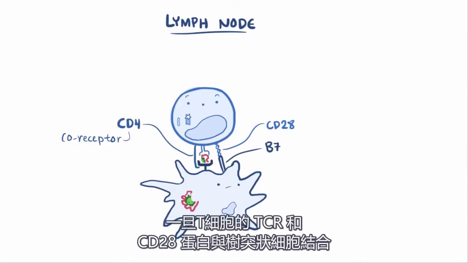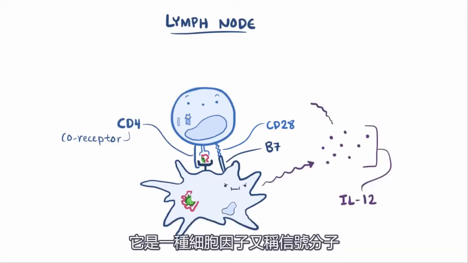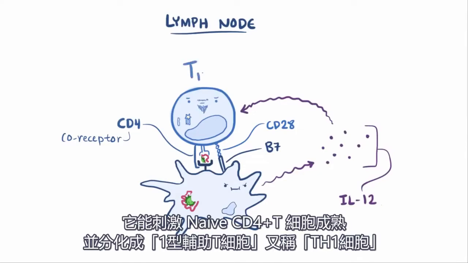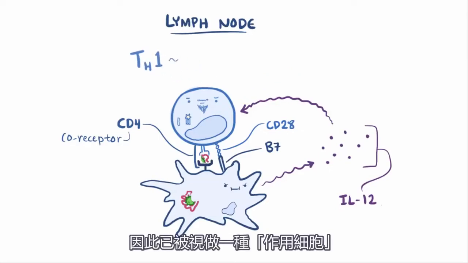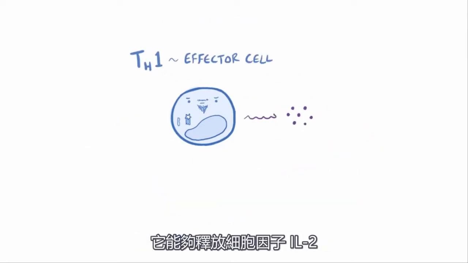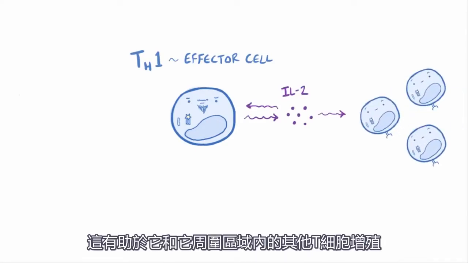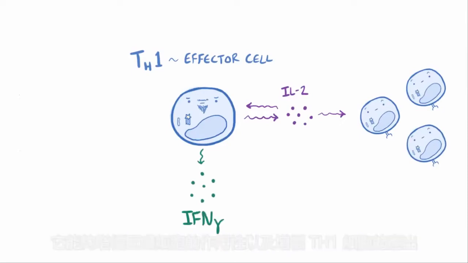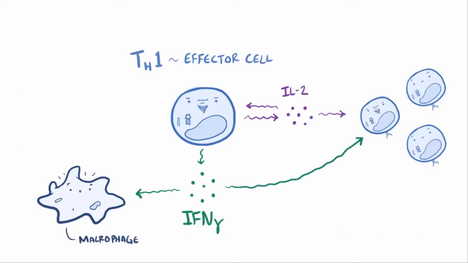Once it binds to the T cell receptor and the CD28 protein, the dendritic cell releases interleukin-12, a cytokine that tells the naive CD4 positive T cell to mature and differentiate into a type 1 helper T cell, or a Th1 cell, a sort of coming-of-age moment. At this point, the CD4 positive T cell is no longer considered naive. Instead, it's an effector cell that's able to release the cytokine interleukin-2, which helps both it and other T cells in the area proliferate, as well as interferon gamma, which activates phagocytes like macrophages and creates more Th1 cells.